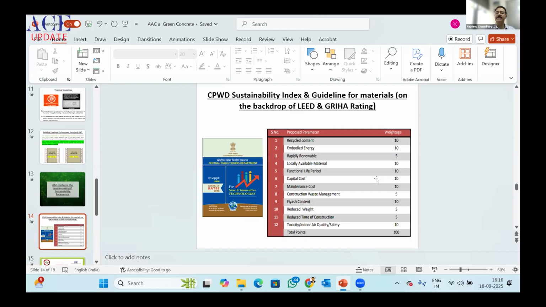Locally available material, yes, across India. There are more than 180 manufacturers across India, so this material is available now. Functional life period, yes, this life is as good as your conventional construction, conventional concrete. Its capital maintenance cost is very less. Fly ash content, specifically, we are conforming to this requirement also. Reduced weight, yes, AAC reduces weight, and it reduces time of construction.